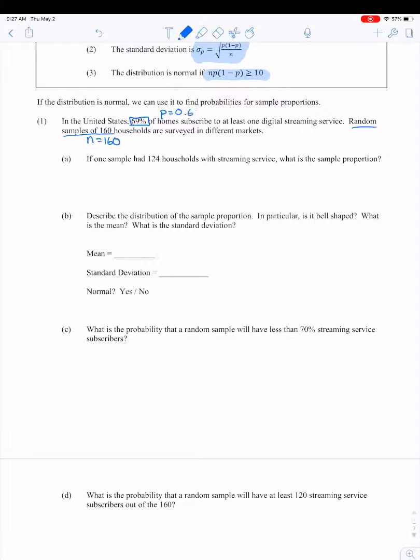But we have to write that in decimal form. It's super important we write that in decimal form. If we don't, it's going to throw off all of our computations later on. Okay, so that's what we know.